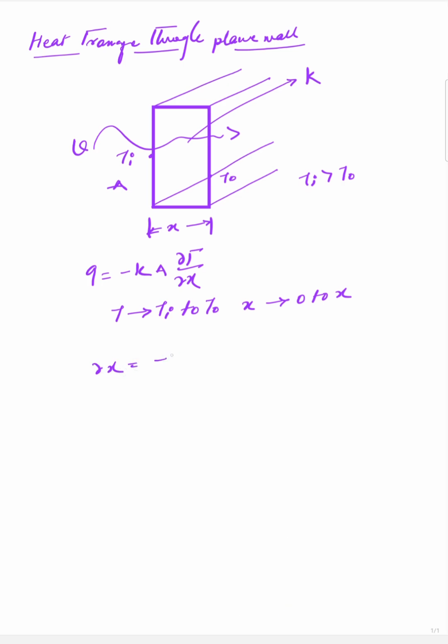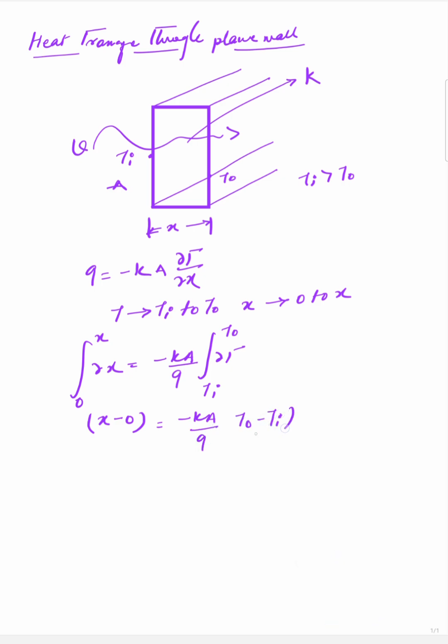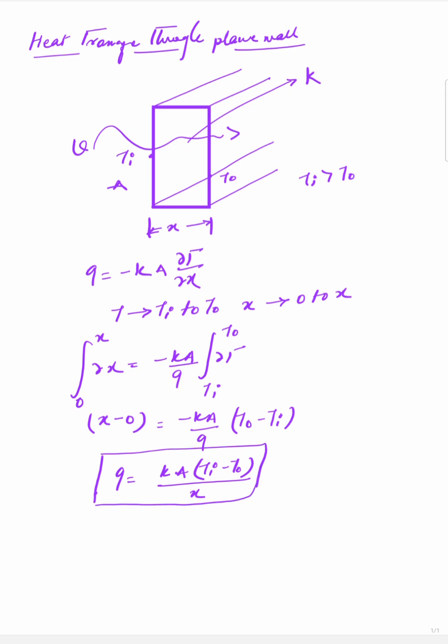Let's integrate this equation. So dx is equal to minus kA by Q dT, with limits 0 to x, and Ti to To. So after integrating, I'll get x minus 0 is equal to minus kA by Q (To minus Ti). So I'm rearranging this equation, so I'll get Q is equal to kA (Ti minus To) by x.